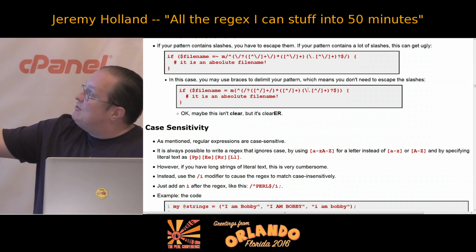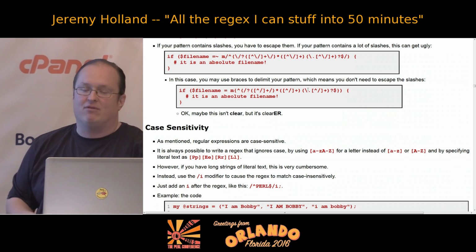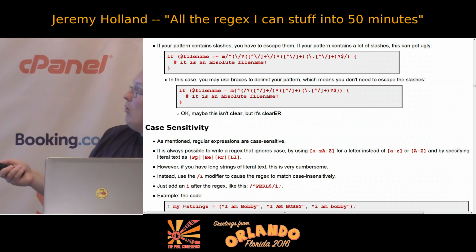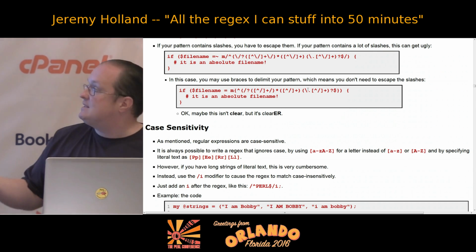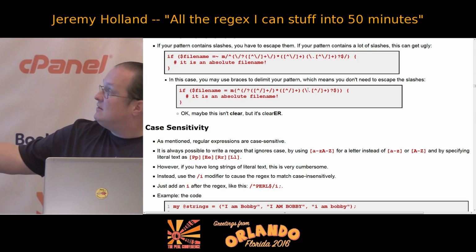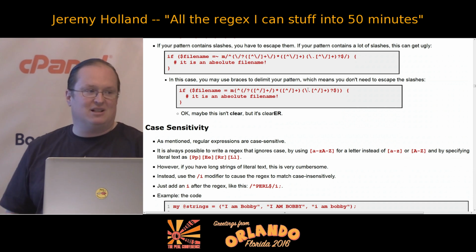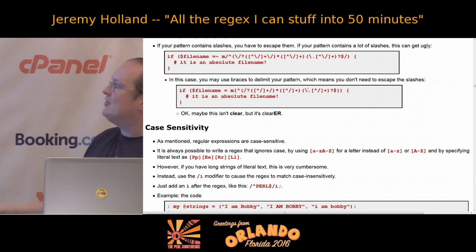You don't have to use slashes to delimit your pattern. You can actually use virtually any character or pairs of braces, parentheses, brackets, etc. So in this case, you can use m, open brace, and then close the pattern here. And now you don't have to escape any of those slashes. So it's clearer. I don't know if I'd go so far as to say that that's very readable.